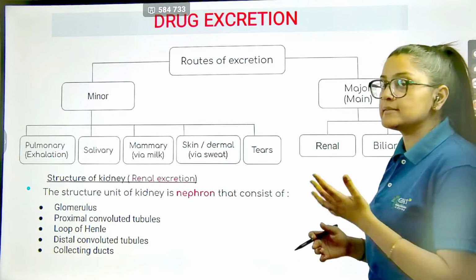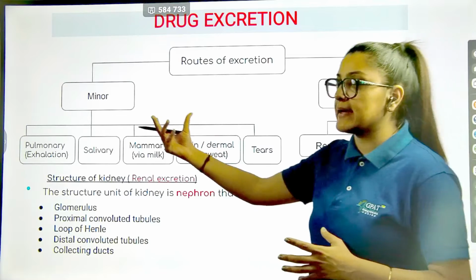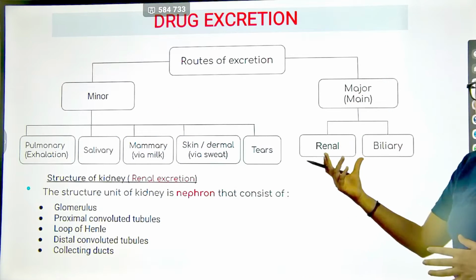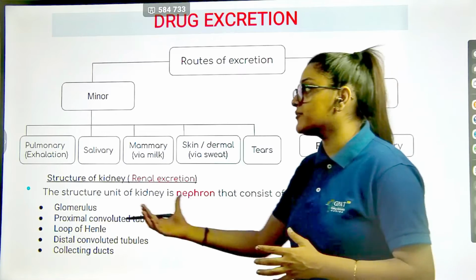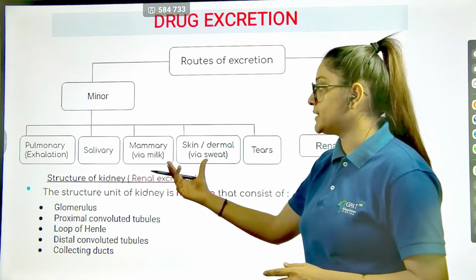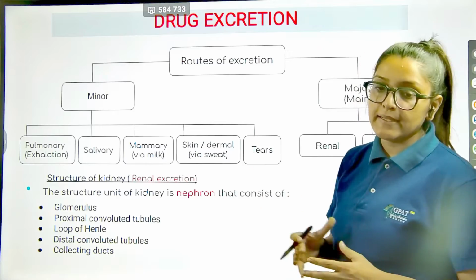So what are the other major sites? We have minor as well as major. In the major routes we generally have renal and biliary. In the minor routes we have pulmonary excretion, salivary, mammary, skin and tears as well.